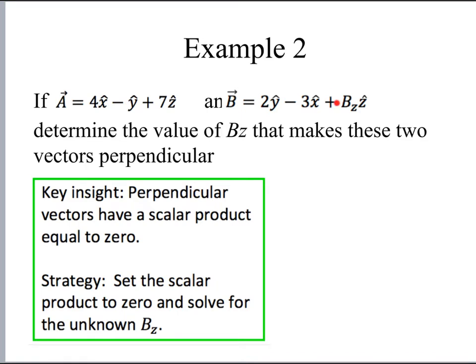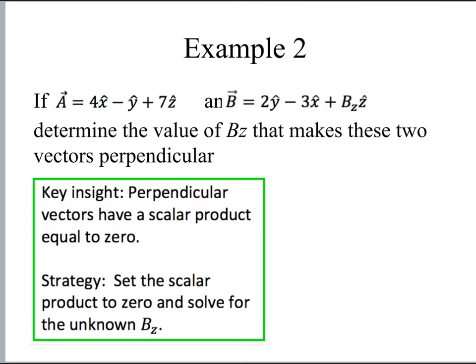Now, what does this mean, bz z hat? That means that this component, the z component of vector B, is an unknown. So I haven't plugged in a number yet because I don't know what that number is. And the problem is to find the value of bz such that these two vectors, A and B, are perpendicular to one another. So a couple of notes before we do this.